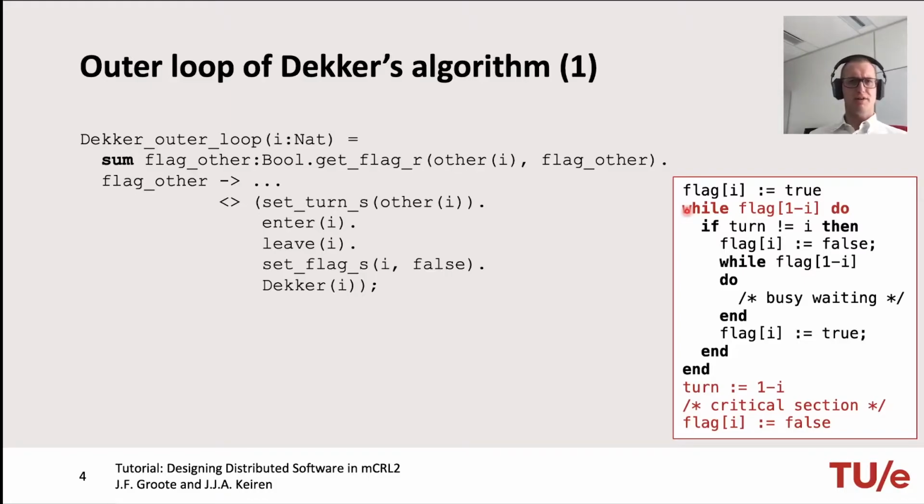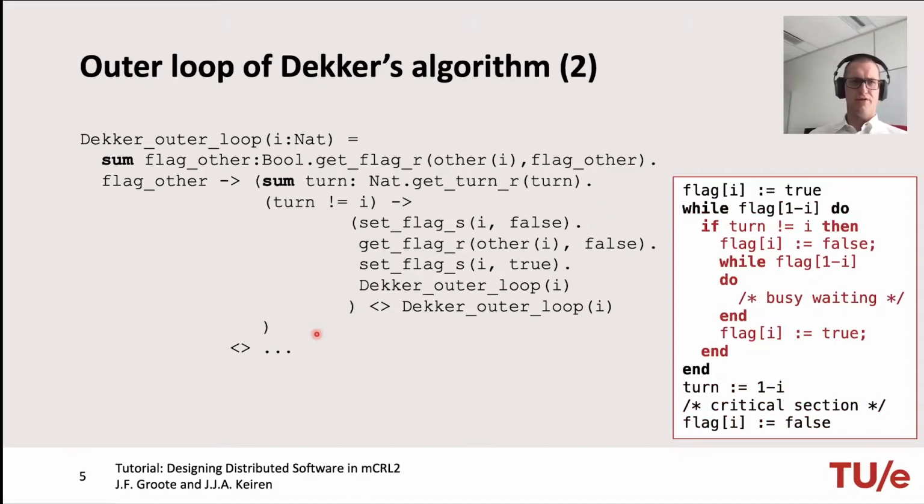Now, the loop is modeled as follows. We first read the shared variable and temporarily store that in a local variable flag other. And for that, we use this sum here. Then we check the condition. If the flag of the other process is true, then we need to enter the loop and execute its body. If not, we jump to the end of the loop, so we set the turn and enter the critical section and set the flag to false.